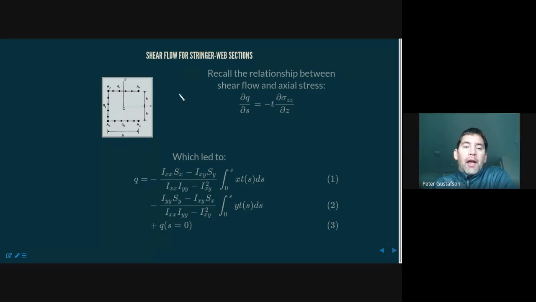which allows us some relatively straightforward and simple calculations. So if you remember our discussions from the past several lectures, we know that shear flow is related to axial stress. In fact, we derived this equation up here. That is that the derivative of the shear flow with respect to the s coordinate is equal to minus the thickness times the derivative of sigma zz with respect to z, dσzz/dz.